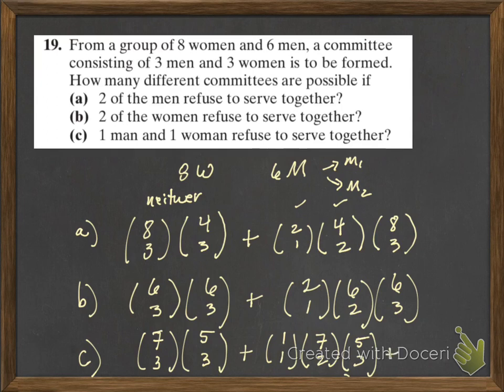In the case where the man serves without the woman, there's only one way he can be chosen. Then of the remaining 5 men, choose 2. And then we've removed that pesky woman, so now we have 7 women, choose 3. And that's it.